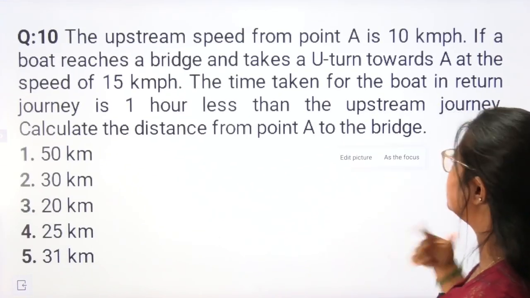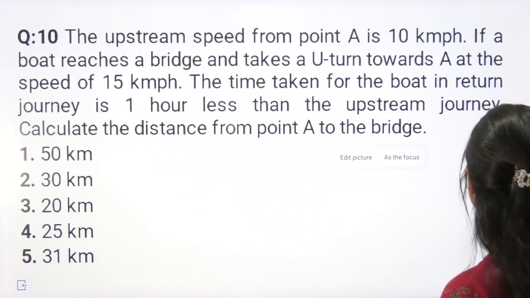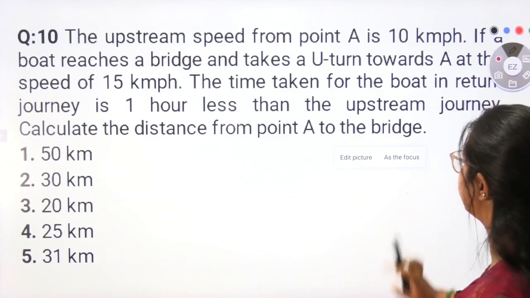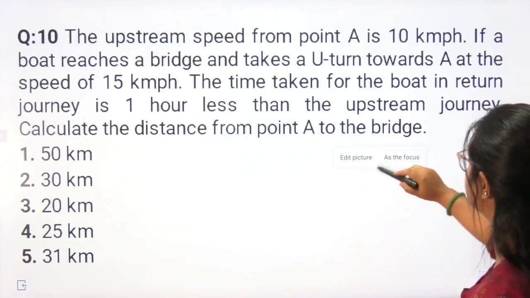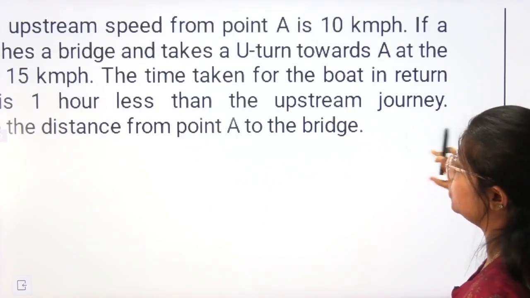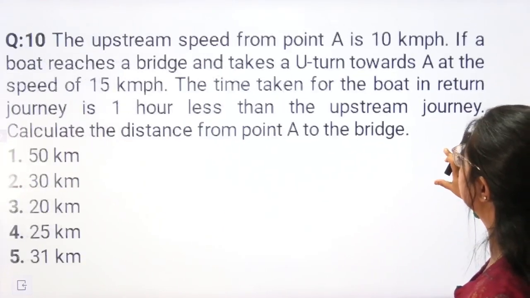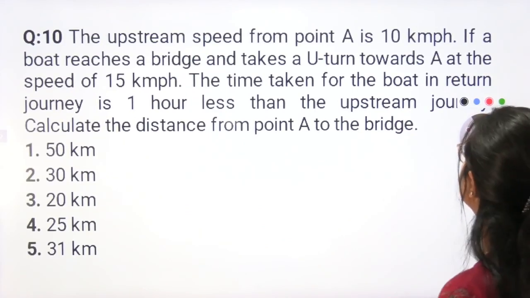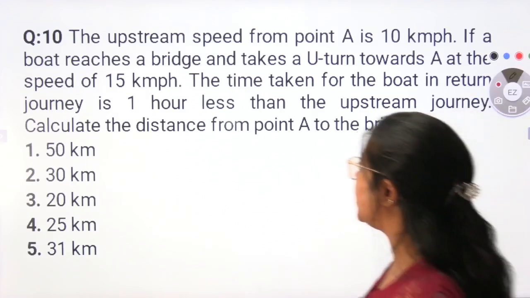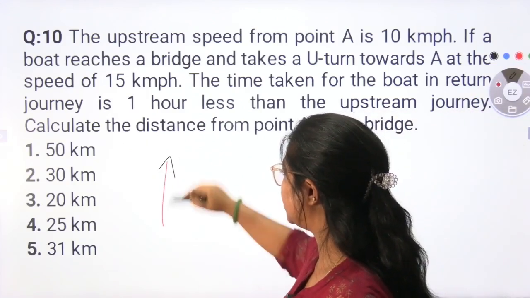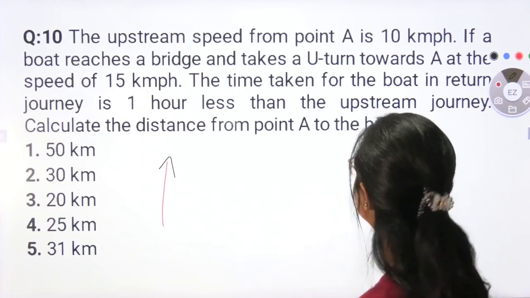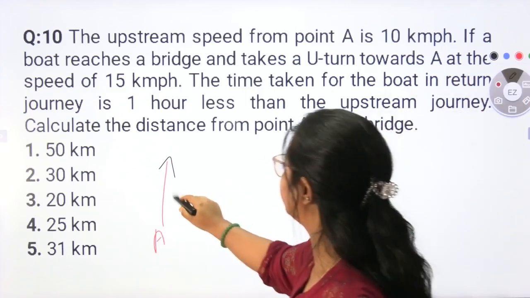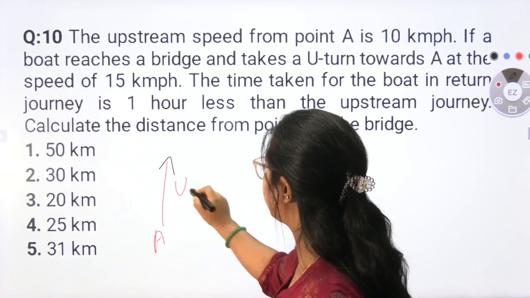So you are given the upstream speed from point A. Okay, so upstream speed from point A is 10 kilometer per hour. So from a point, upstream speed is what? 10 kilometer per hour. So upstream speed.